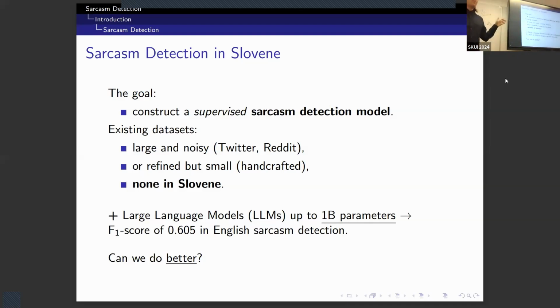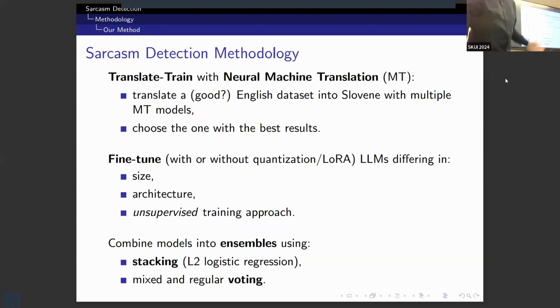On the smaller, harder data sets, some language models up to 1 billion parameters get an F1 score of around 0.6. Of course, our question was, can we beat that? We decided to use a translate-train methodology. So we used neural machine translation. We chose one data set that we thought of as being good. We'll see what that means later. This was a data set in English because English is very well resourced. It has quite high quality data sets. We translated it into Slovene with multiple machine translation models.